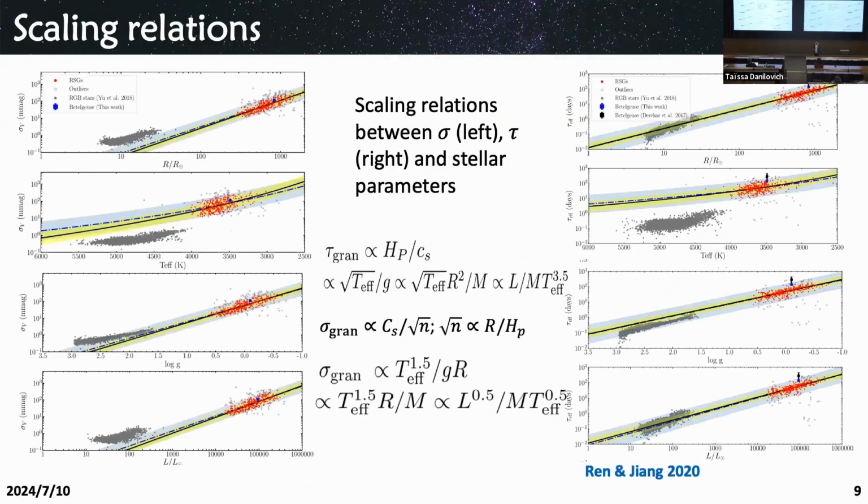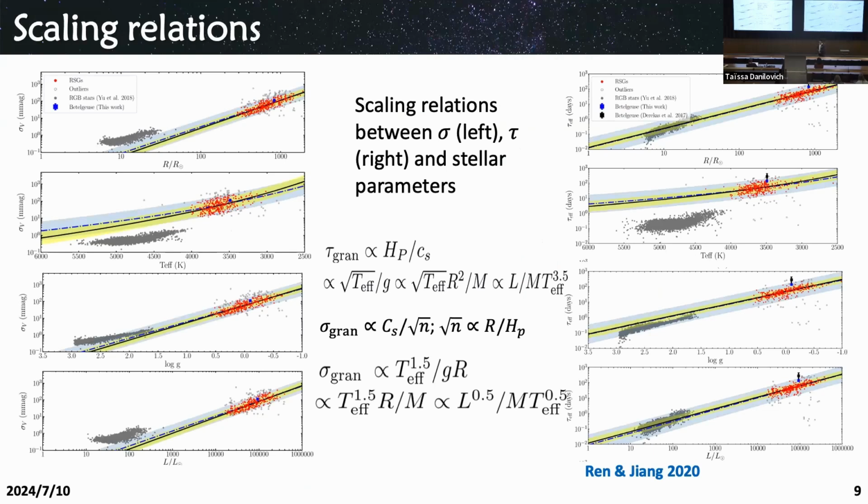They also analyzed the relation between the granulation parameters and stellar parameters and found a close linear correlation, that is, the scaling relations. That is because the timescale tau is proportional to the pressure scale height over the sound speed, and the amplitude sigma is proportional to the sound speed over the square root of the number of granules on the stellar surface, N. These physical quantities are also related to the stellar parameters, and that's why the scaling relation holds.